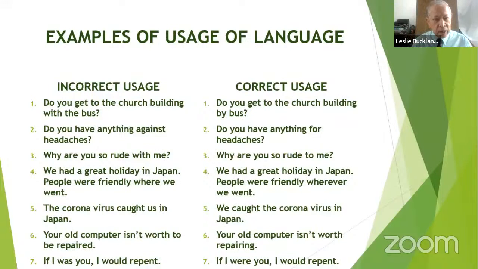Okay, good. So we're looking at the examples here of usage of language according to the prescriptive tradition, telling what is incorrect usage over on the left side and what is correct usage over on the right side. Number one, do you get to the church building with the bus? We normally do not say with the bus. We normally say by bus. So the correct usage is, do you get to the church building by bus?